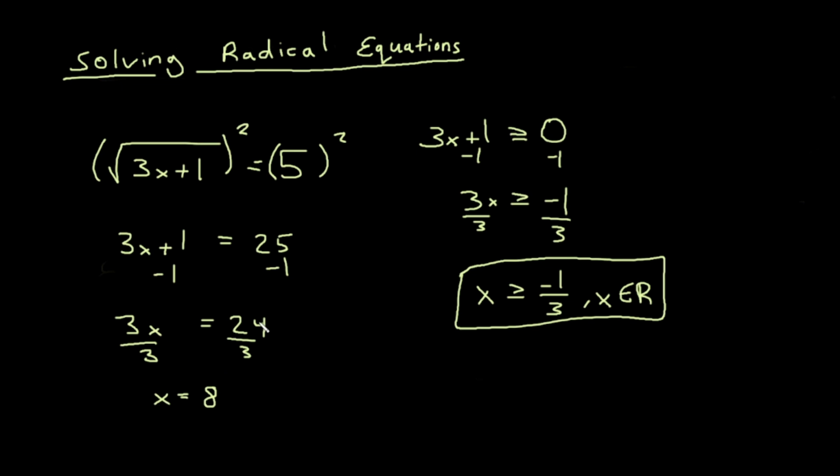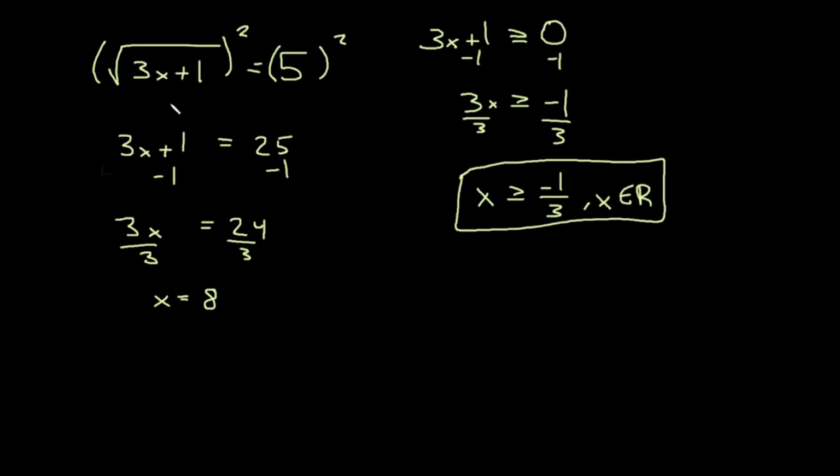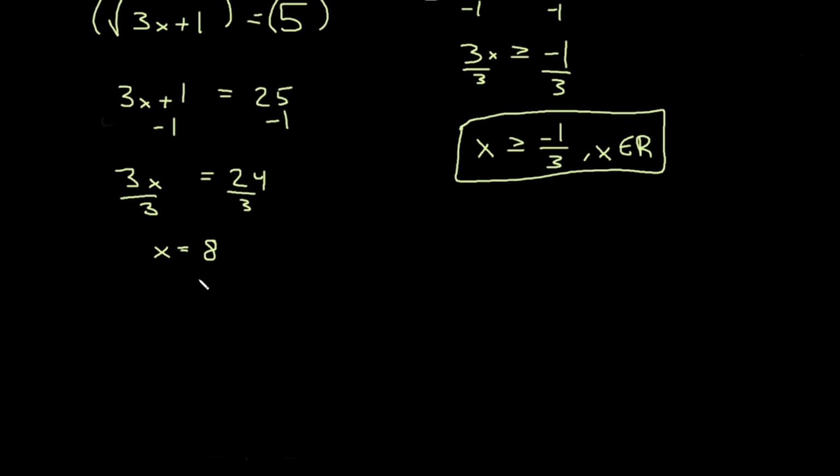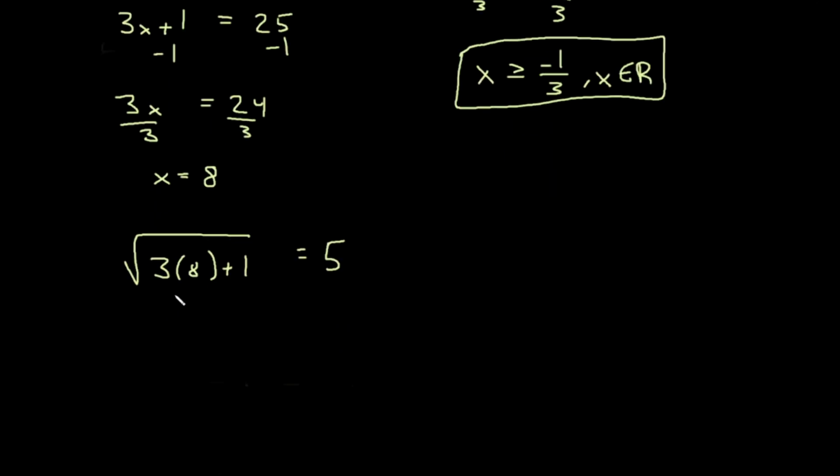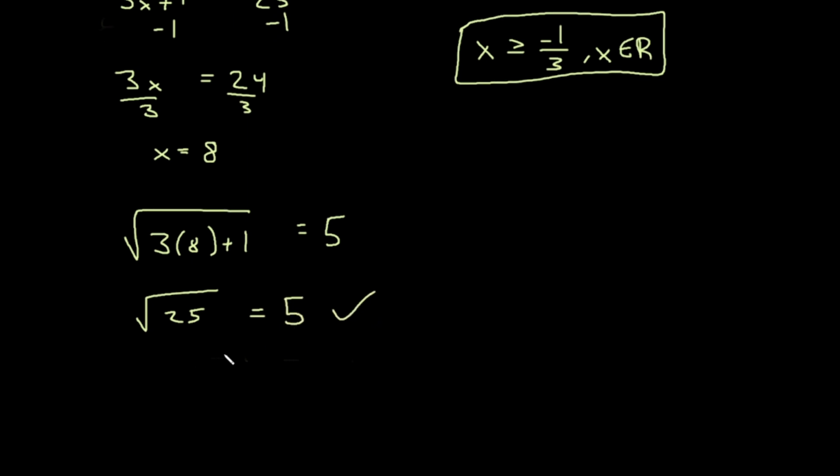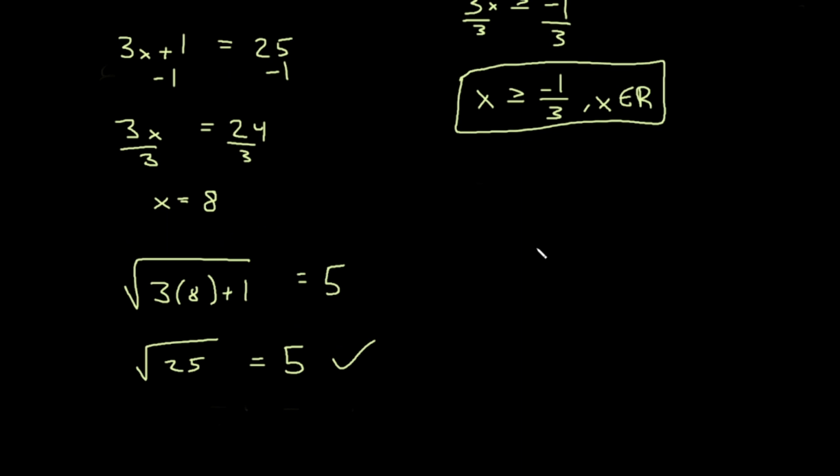Now before we box that out, let's substitute it back into our original equation of root 3x plus 1 equals 5, and see if that satisfies the equation. So 3 times 8 plus 1 equals 5. Here, 3 times 8 is equal to 24. 24 plus 1 is 25, so we have root 25 is equal to 5. And that checks out since we're taking the principal square root. So we know that x equals 8 is a valid answer, so we'll say, therefore, x equals 8 is a real solution.